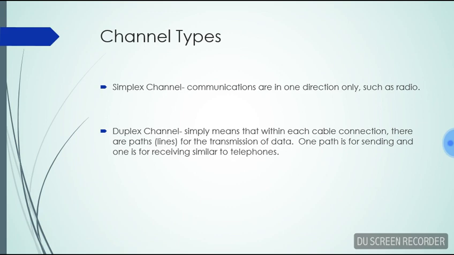simplex circuits are seldom used because a return path is generally needed to send acknowledgement, control information, or some type of error signals. Duplex channel simply means that within each cable connection, there are paths or lines for the transmission of data. One path is for sending and one is for receiving, similar to telephones.